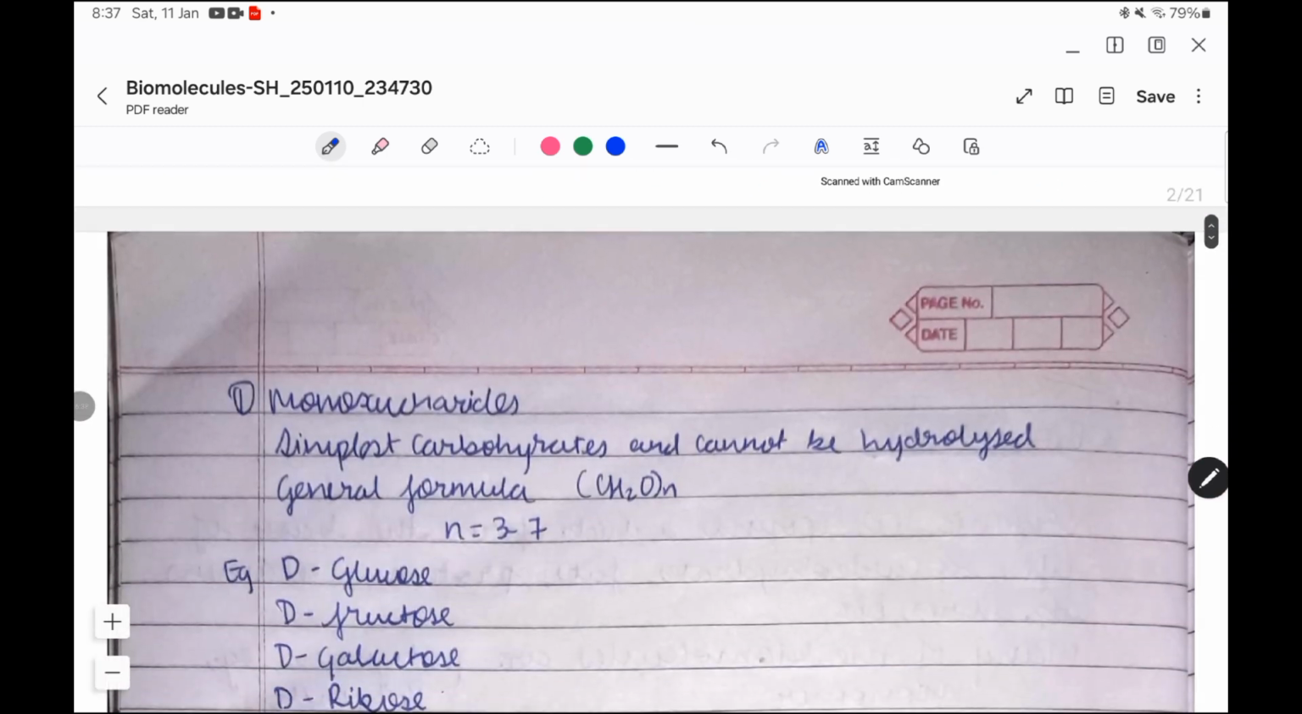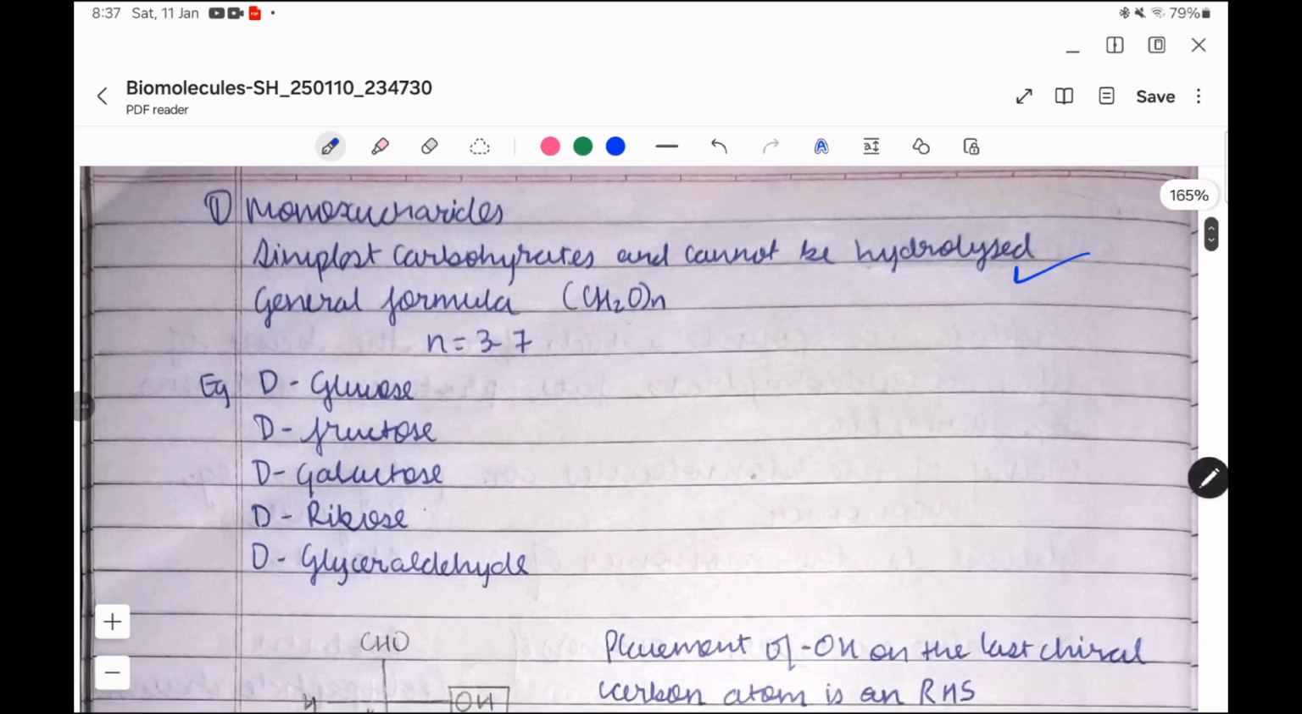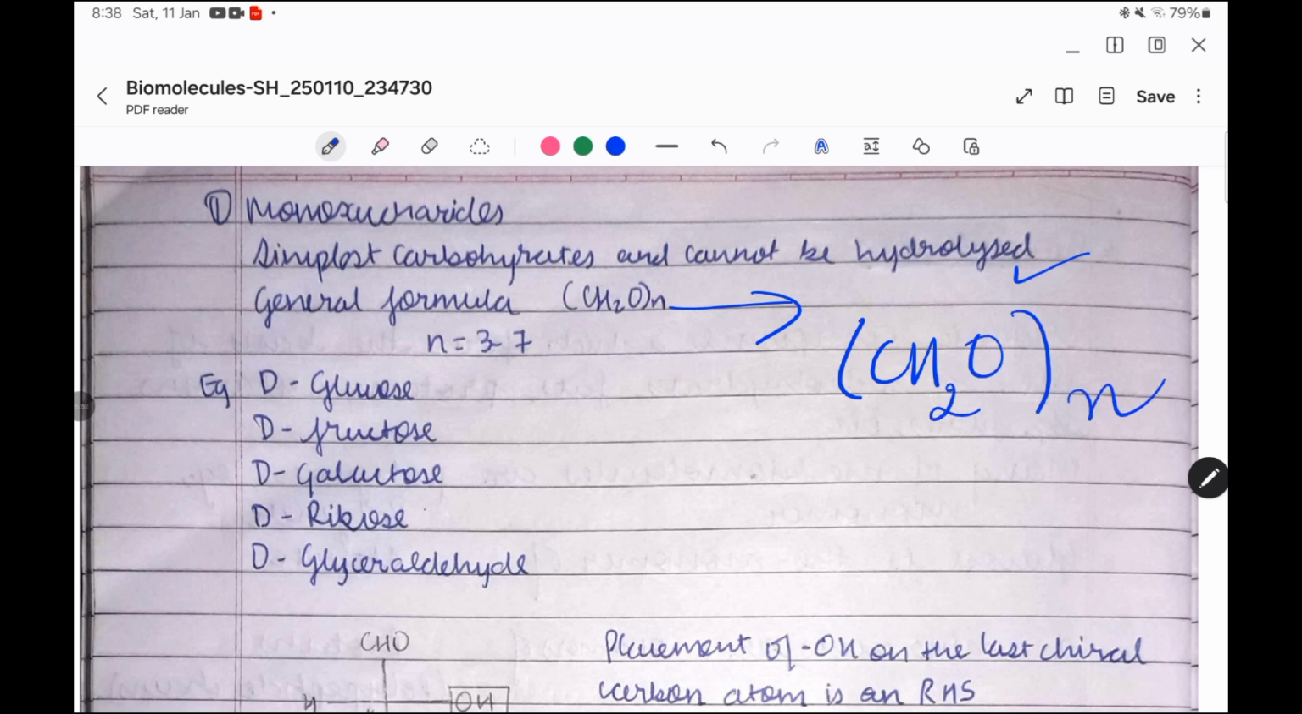Okay, let's recap once again. Monosaccharides are the simplest carbohydrates and cannot be hydrolyzed. The formula is (CH2O)n, right? This is very simple to remember because CH2O stands for formaldehyde, the basic formaldehyde, HCHO. Everybody knows that. So we have to remember this: (CH2O)n, where n is a number from 3 to 7. So it can be a triose or it can be a heptose. Just now we saw that.